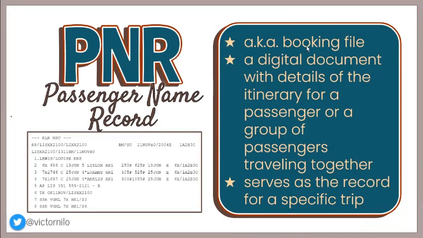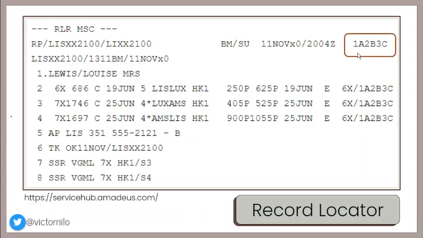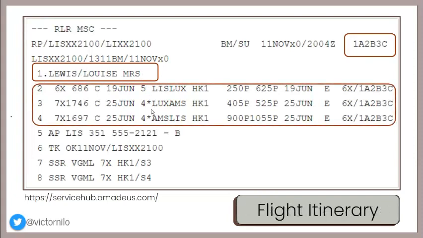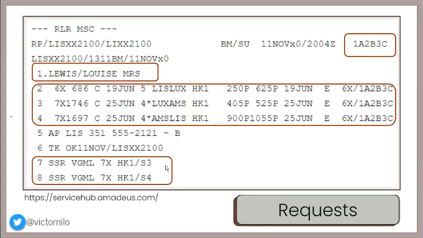The PNR, also known as a booking file, is a digital document with details of the itinerary for a passenger or a group of passengers traveling together. It serves as the record for a specific trip. Sample details that a PNR contains are record locator, passenger information, travel provider information, flight details, requested meals, seats, and other information. In this video, we are going to learn the common codes that we see in a PNR.